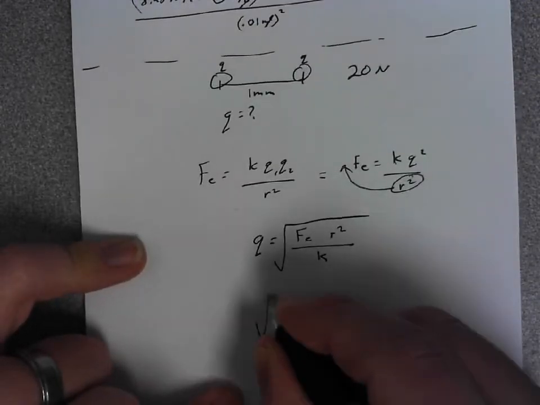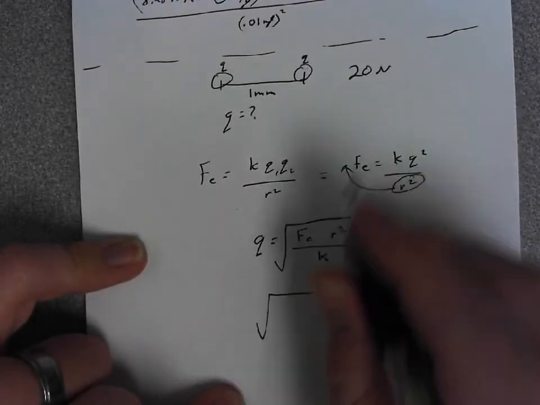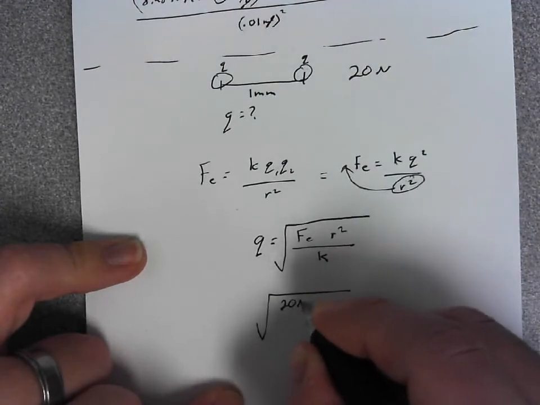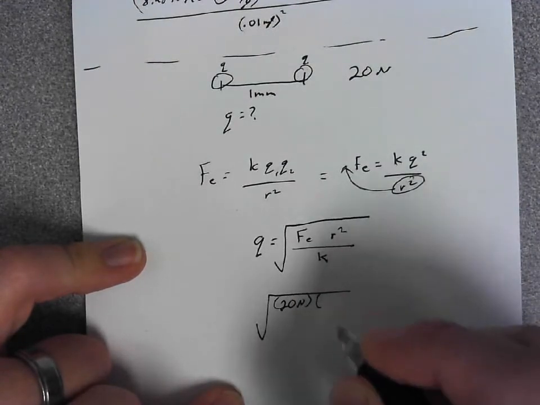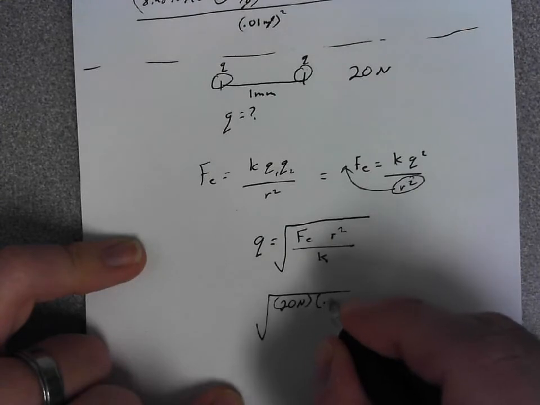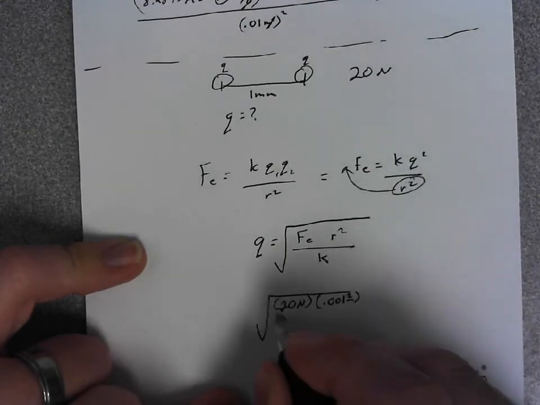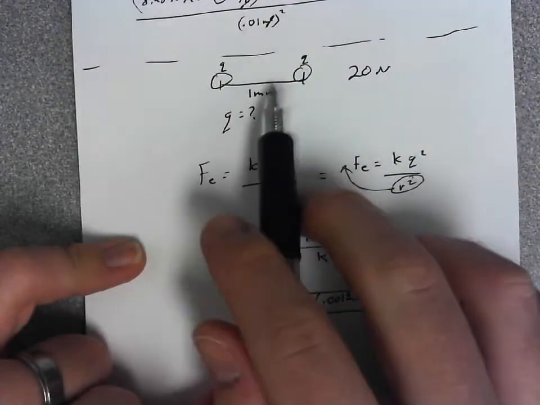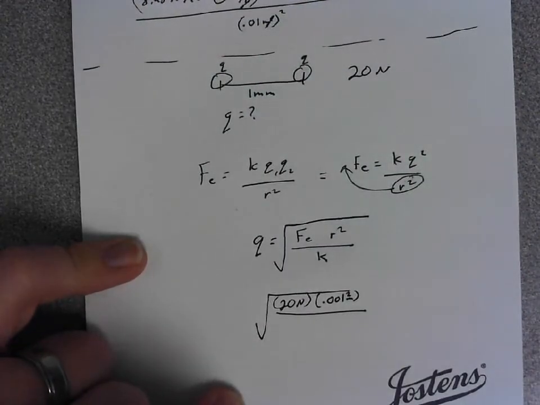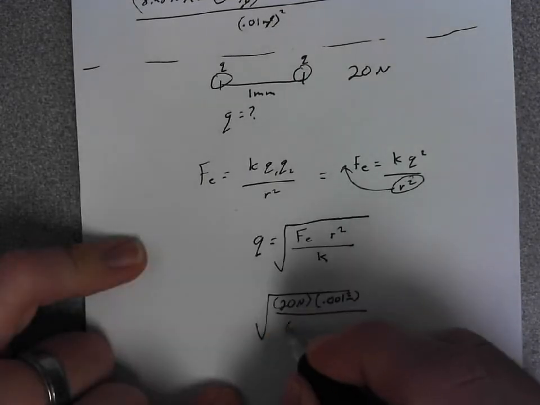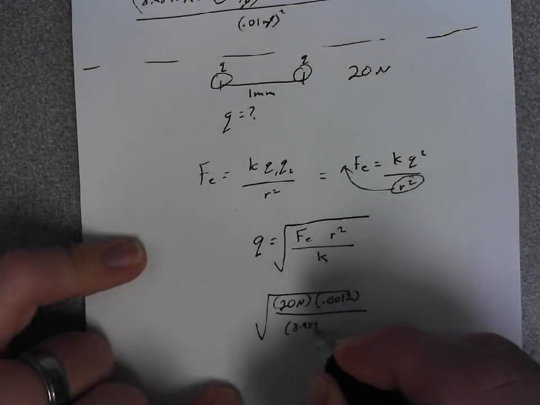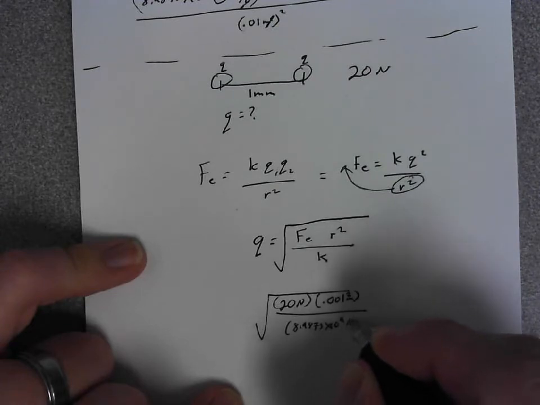Let's write it out so we have something to go off of. My force here is 20 newtons. Okay, my R squared is going to be 0.001 squared in meters. Because once again, millimeters need to be in meters, so I have to do that conversion. And then I divide by 8.9875 times 10 to the 9th newton meters squared per coulomb squared.